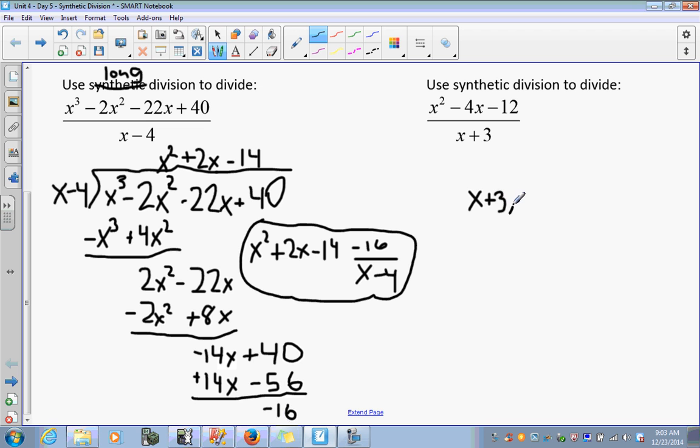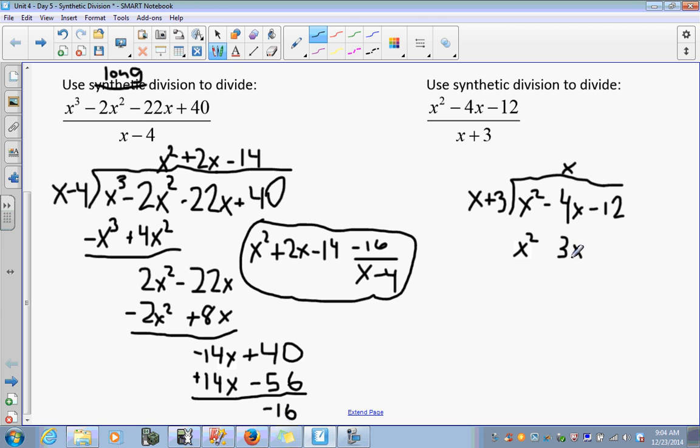Okay, and then long division, put the bar over, we're going to have x squared minus 4x minus 12. Alrighty, so now, what do I need to multiply x by to get x squared? Well, I just multiply it by a positive x, right? X times x is x squared. X times positive 3, wouldn't that be a positive 3x?